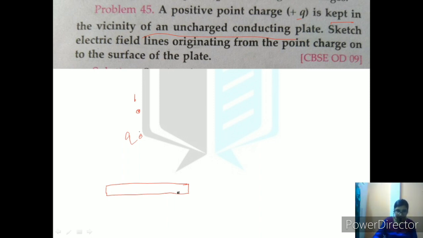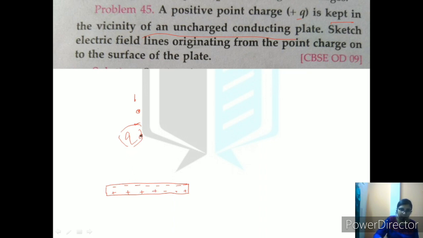Now see, because of the presence of this charge, the plate will experience some electrostatic force. That means the charges here will get disturbed, and this face will develop negative charge as this one is positive. Negative charges will be induced by electrostatic induction, and here positive charges will be induced, right?